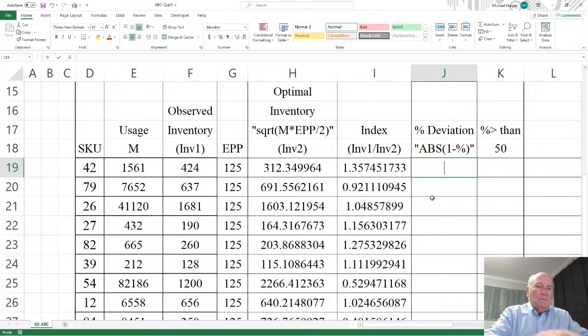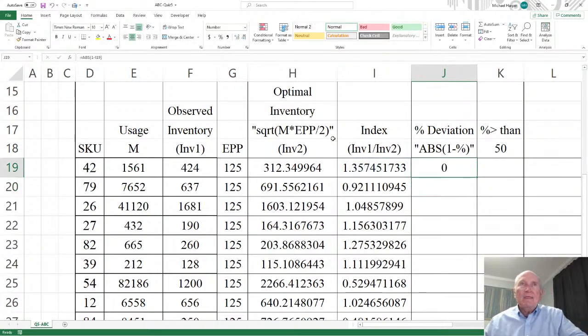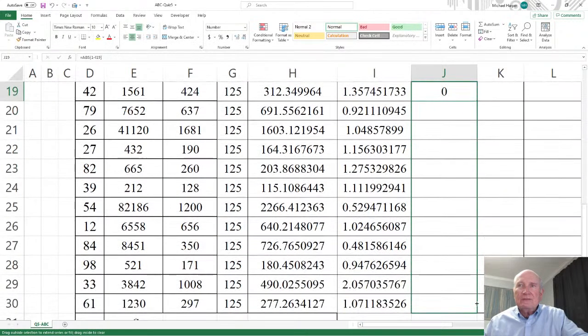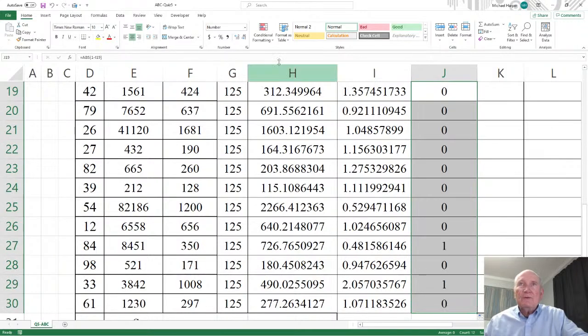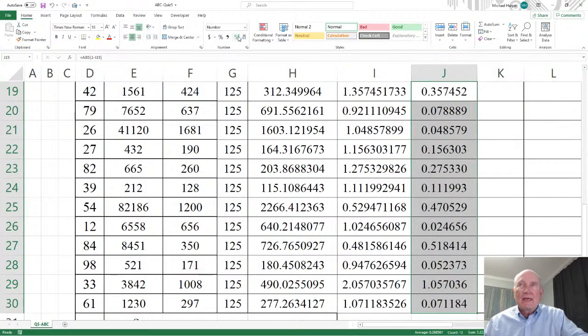So that's going to equal the absolute value. I don't care if it's more or less. All I care about is whether it is more than 50% from 1. So it's 1 minus my index. If that's greater than or less than 50%, then it'll tell me. Let's copy this down. We know it's not 0, so let's increase these to where we actually see what's going on here. And there they are.